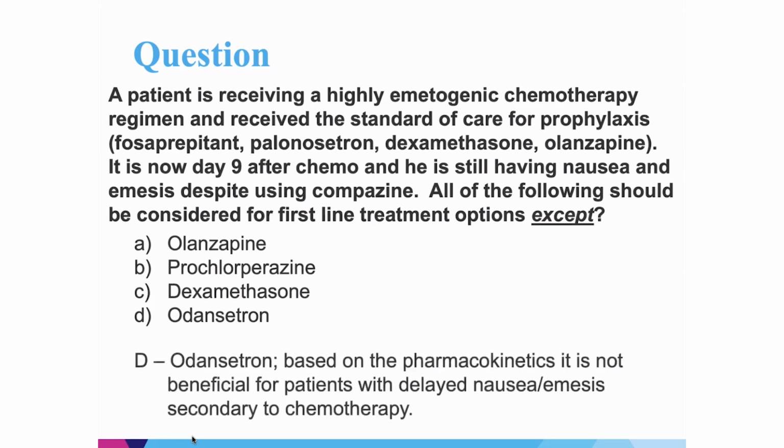So the answer here is ondansetron, because as we've learned, that's the most effective in the acute setting and not as effective in the delayed nausea and vomiting setting.